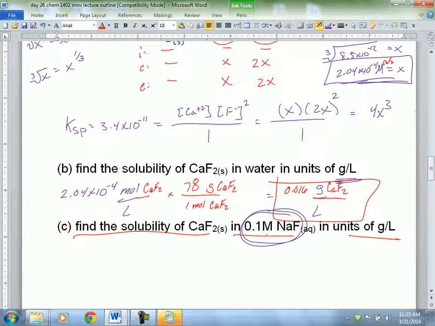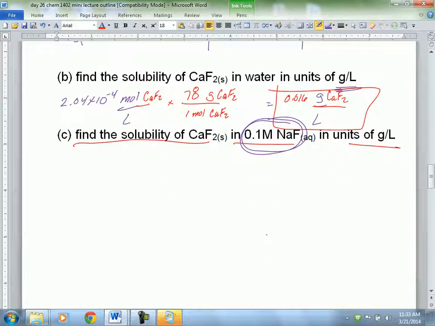Set up your ice table, solve for x, and in fact, the math on this is going to be even a little bit easier because we get to drop the x. Solve, I'll go all the way to grams per liter.